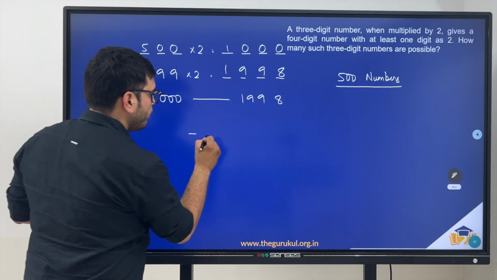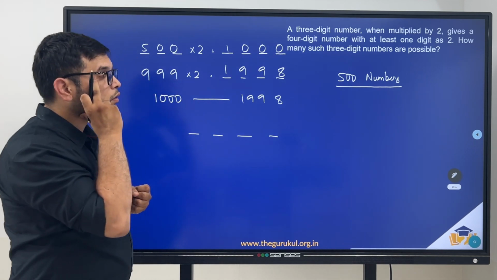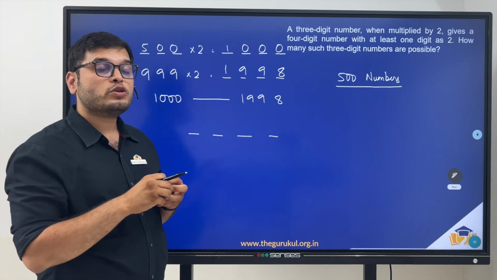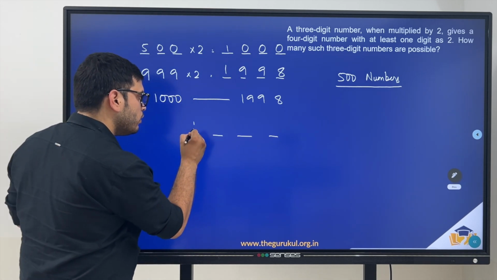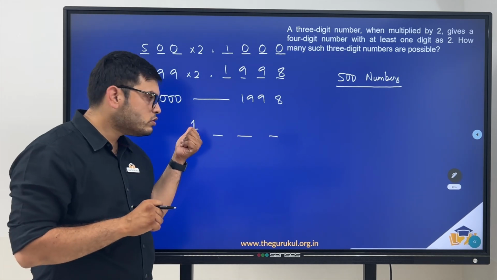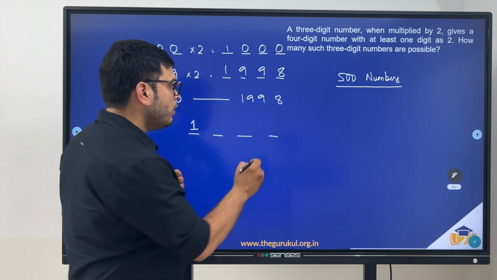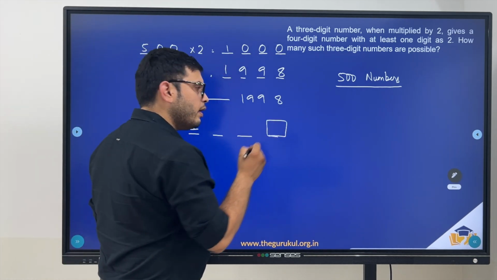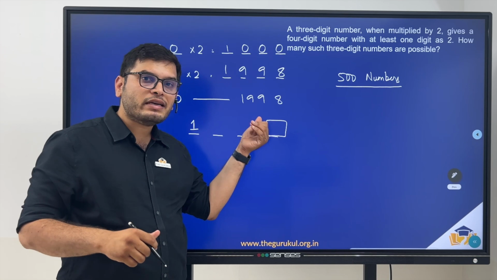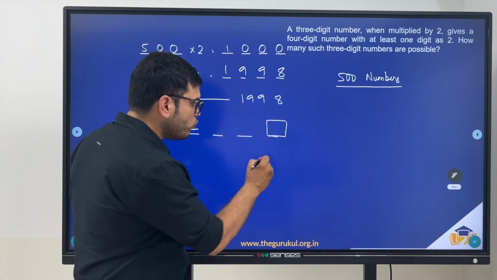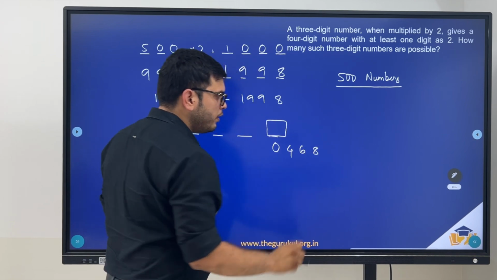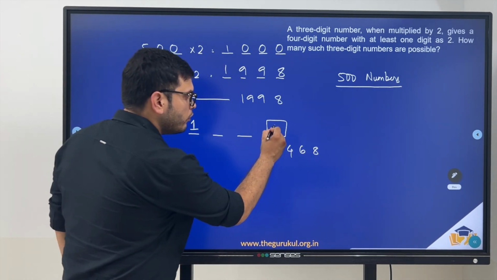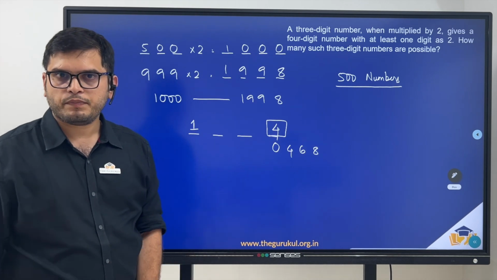Okay, now let us find the number of numbers that do not have 2 as one of the digits. Now we know that the thousandth digit is 1, right? This has to be an even number, right? But let's exclude 2. So this could be either 0 or 4 or 6 or 8. So you have 4 possible digits, right?